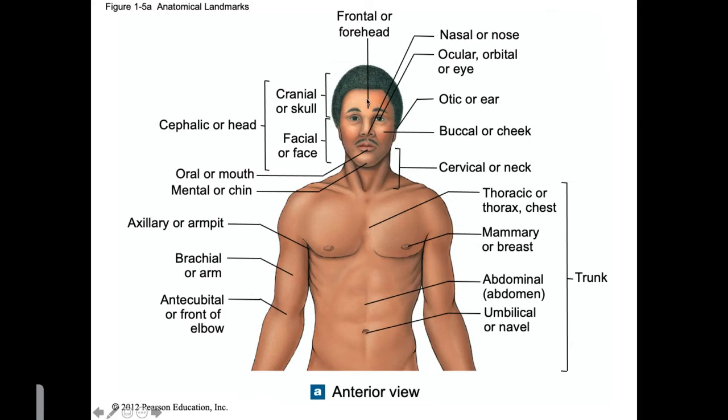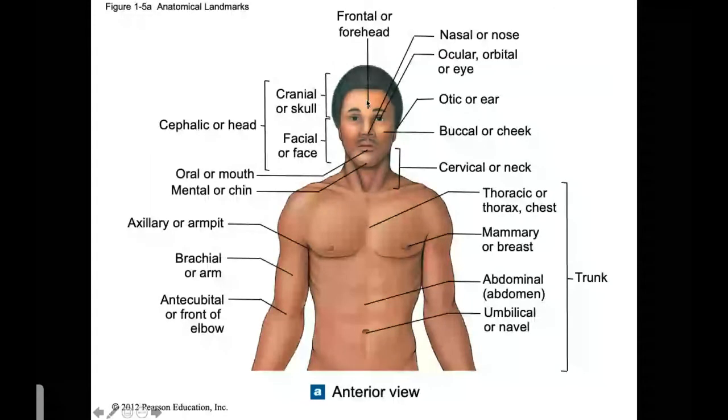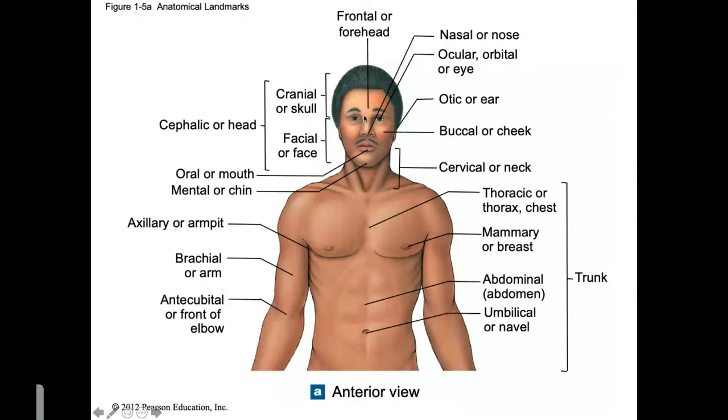This part of the skull is called the frontal portion. We will learn a muscle called the frontalis muscle. We'll learn a bone called the frontal bone. Here is the nasal, or the nose. There's a nasal bone. There's a nasal septum. The eye, this is the ocular region, or the orbital region. The ear is called otic. The cheek is called buccal. There's a muscle called the buccinator that we'll talk about. The chin is called mental.